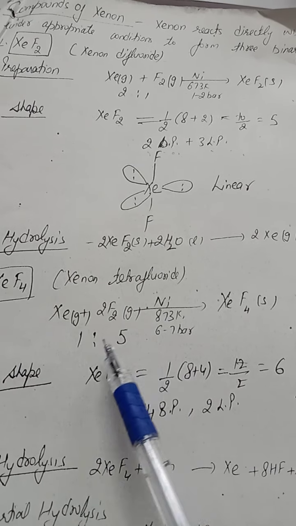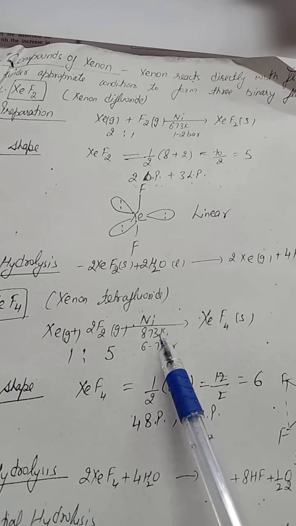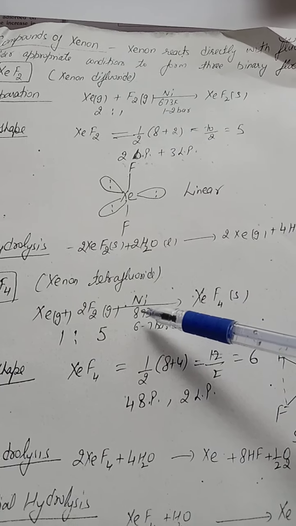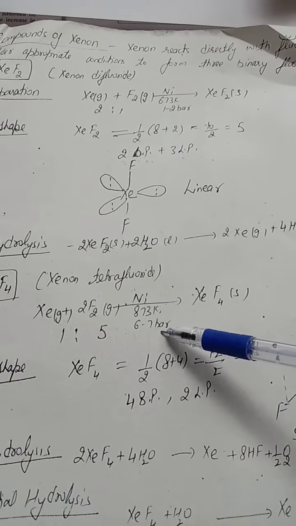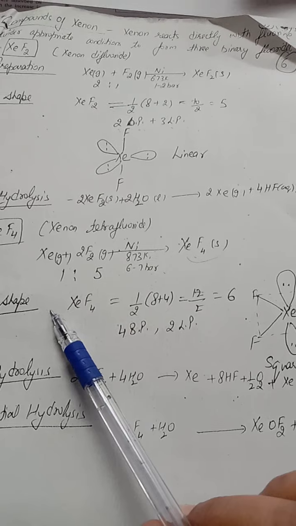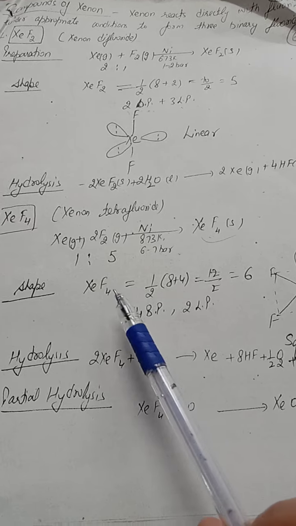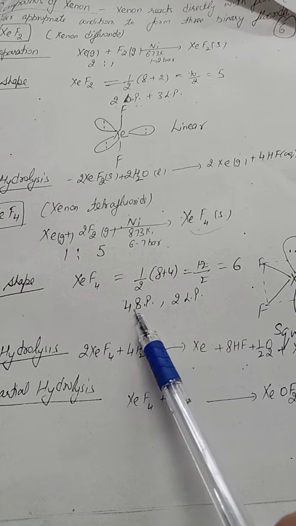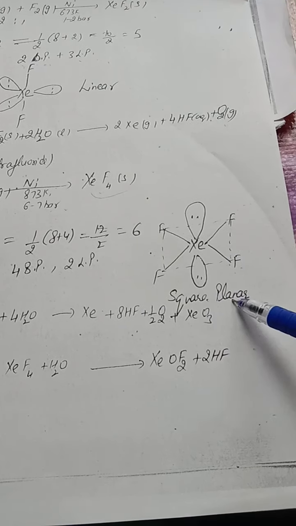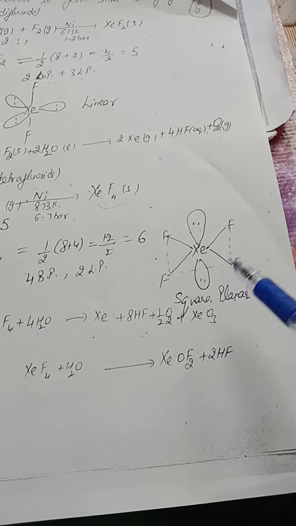When xenon and fluorine in the ratio 1:5 combine in the presence of nickel as catalyst at 873 Kelvin. Here the temperature is 873, not 673. The pressure is 6 to 7 bar, then we will get xenon tetrafluoride. And its geometry: xenon tetrafluoride has 6 sigma bonds. Out of this, how many will form bond pairs? 4. So 4 bond pairs and 2 lone pairs. So this is its geometry, which is square planar. These shapes we already did in the +1 chapter 4, chemical bonding.